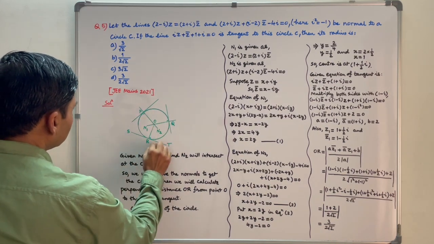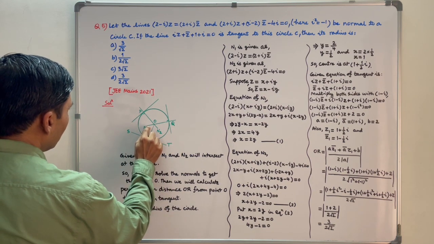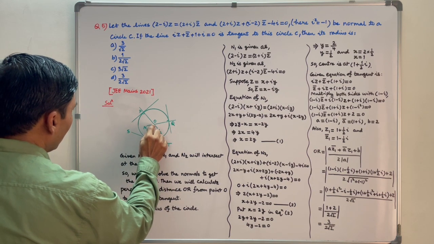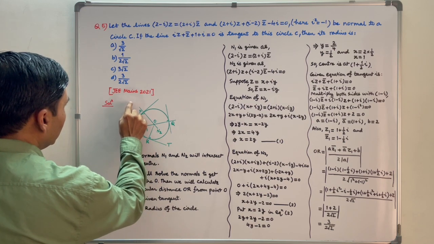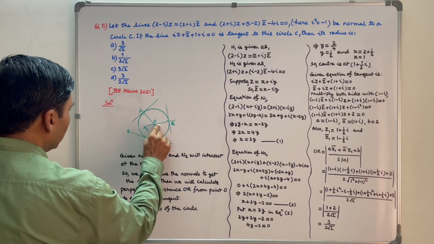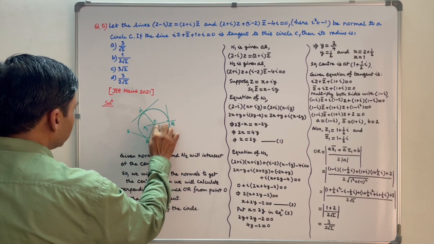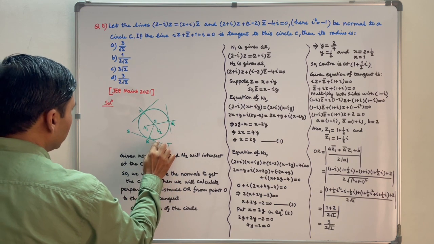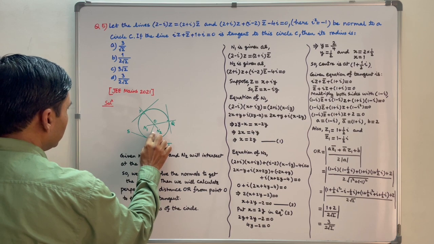Suppose this is the given circle C. PO and QO are two given normals. They intersect at O, which is the center of the circle. So first we will solve the given normals PO and QO to get the center of the circle. Then we will calculate the perpendicular distance OR between the center of the circle and the given tangent. This perpendicular distance OR will be the radius of the circle.